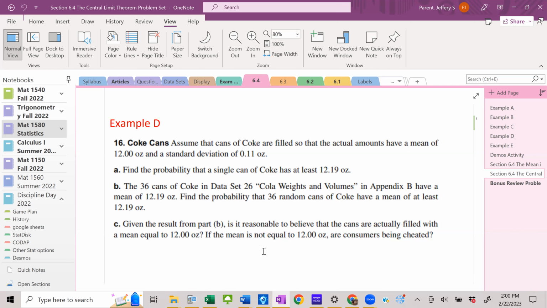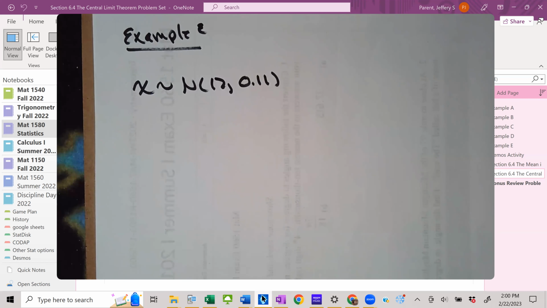Assume that cans of Coke are filled so that the actual amounts have a mean of 12.00 ounces and a standard deviation of 0.11 ounce. So let's stop there and write down some relevant information. X is going to have a normal distribution with a mean of 12 and a standard deviation of 0.11. So in case you're curious what I'm writing, just exactly what I just said. And let's actually maybe draw it as well.